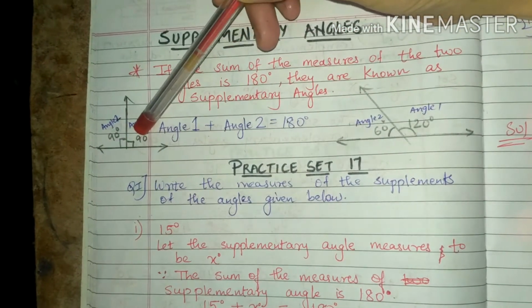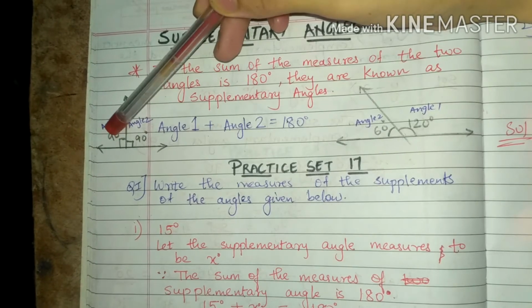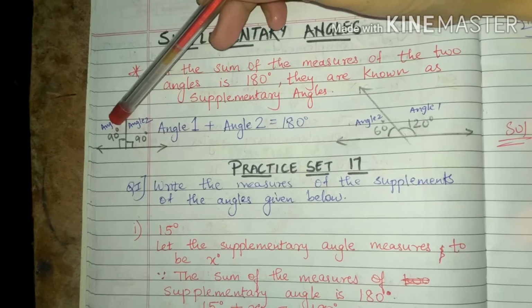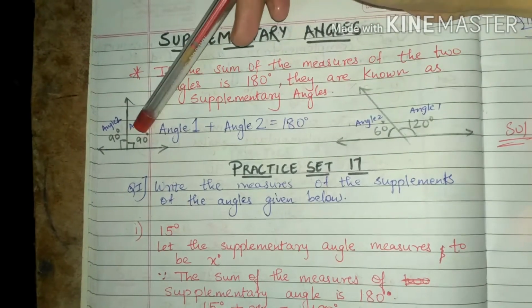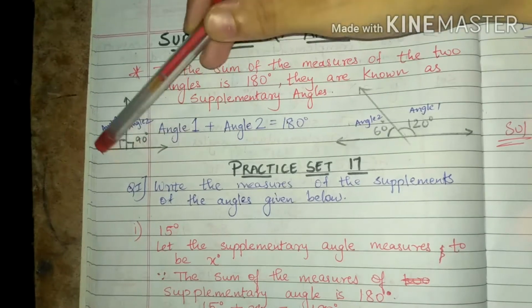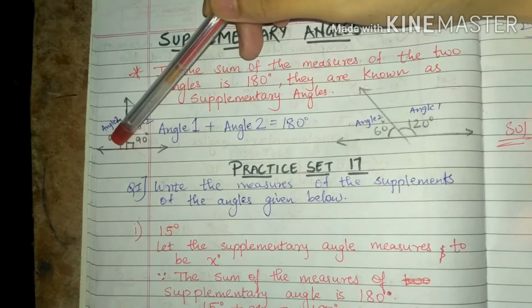One angle is 90 degrees and the other angle is also 90 degrees. So 90 plus 90 is how much? 180. Means angle 1 plus angle 2 equals what? 180. Means this angle pair is supplementary.